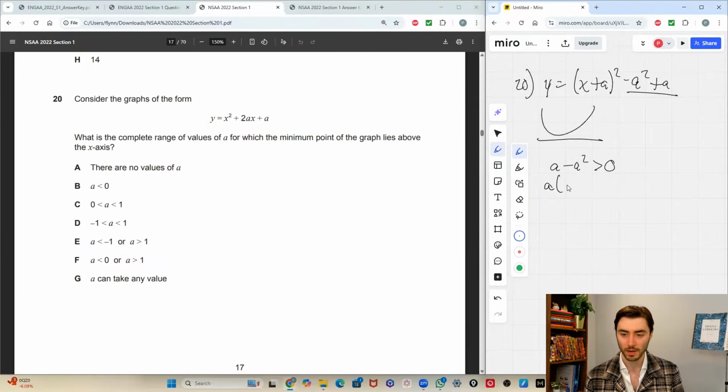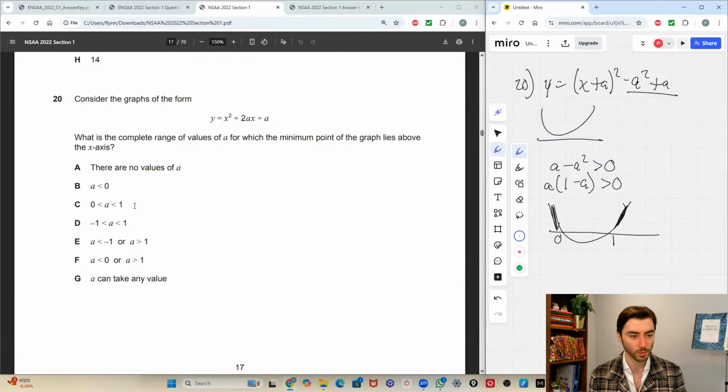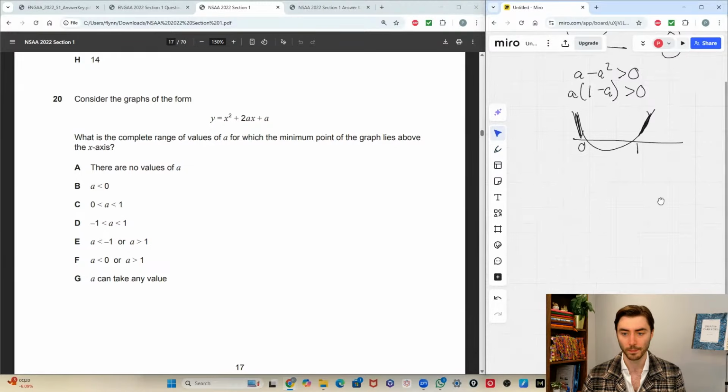So I can take an a out, and I'm going to get a(1 - a) bigger than 0. So the y-intercept has to be bigger than 0. Cool. So I'm going to sketch that. So that goes through 0 and 1, bigger than 0. So a has to be less than 0 or bigger than 1, which is F. I'm going to lock that in. Split time. Let's go.